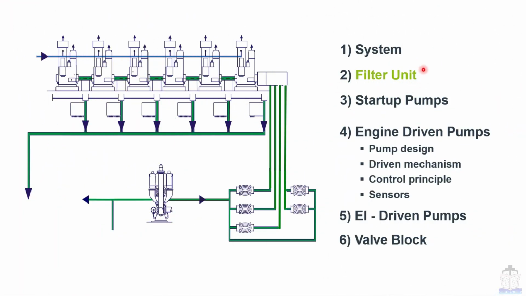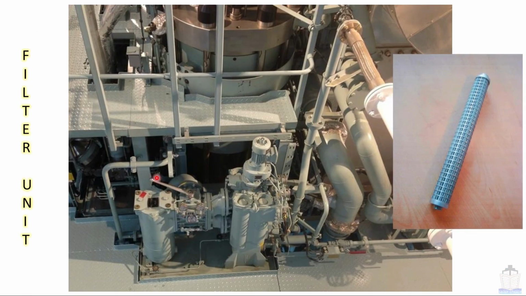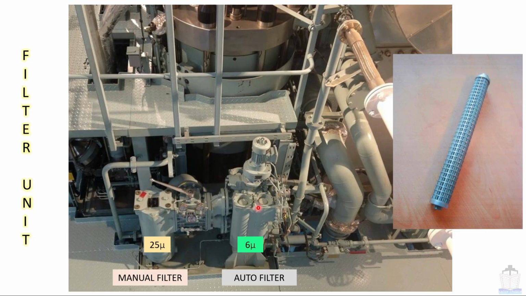Now we will talk about the filter unit. This is the filter unit, so we are going to see about the same. This is called the manual filter and it is of 25 micron. This is the auto filter and this is of 6 micron. This candle filter is of this auto filter. This auto filter must be in use all the time, and in case of any maintenance this manual filter can be used. This is the indicator of differential pressure across the filter unit.